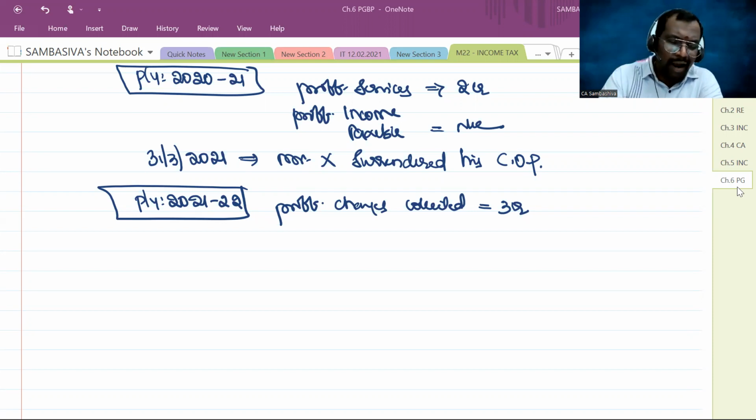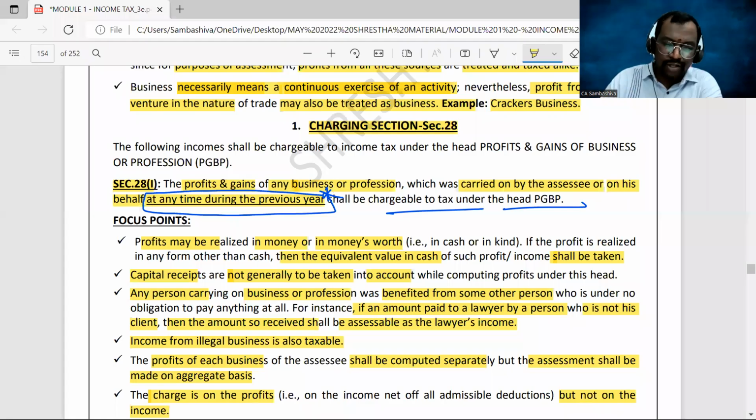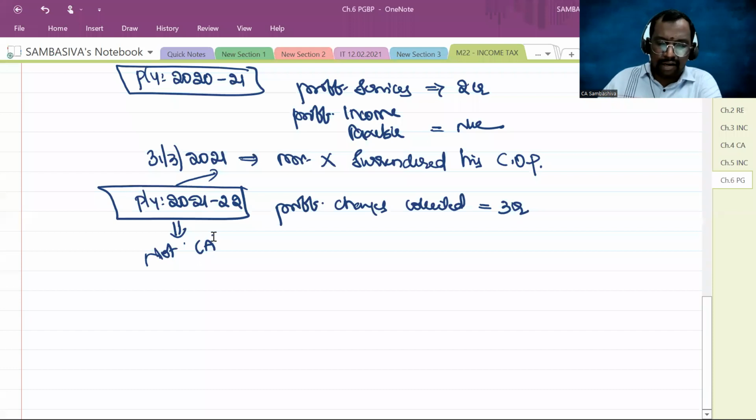In the last year itself, I surrendered my COP. For the previous year 21-22, I am not a chartered accountant and I have not carried out my profession even for a single day. Then how come my professional charges are liable to tax? Your provision only says that it must have been carried out by the assessee or on his behalf at any time during the previous year. Now, during the previous year 21-22, I'm not into my profession. Then how come my professional charges are liable to tax? The department is silent because whatever the assessee is saying is absolutely correct.